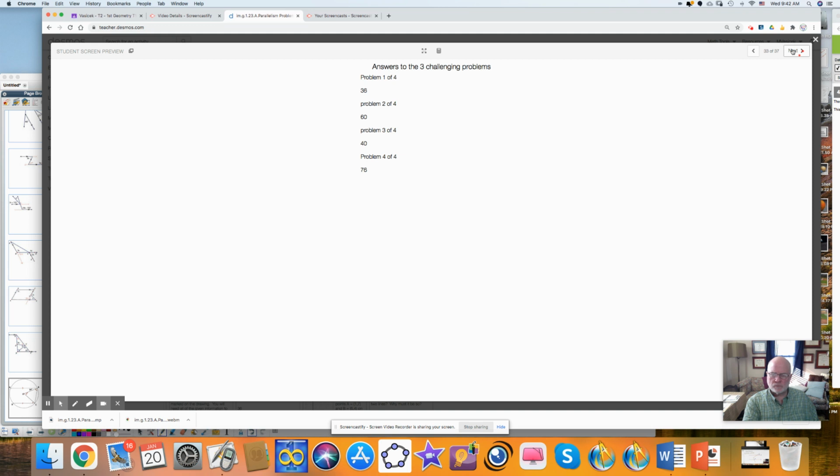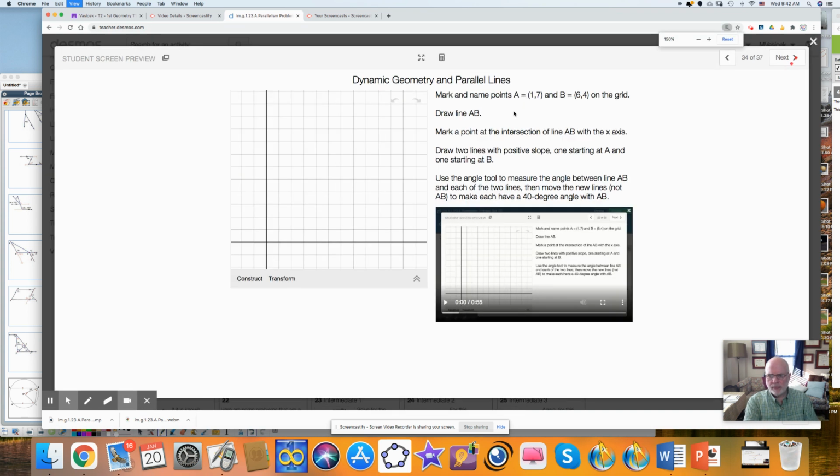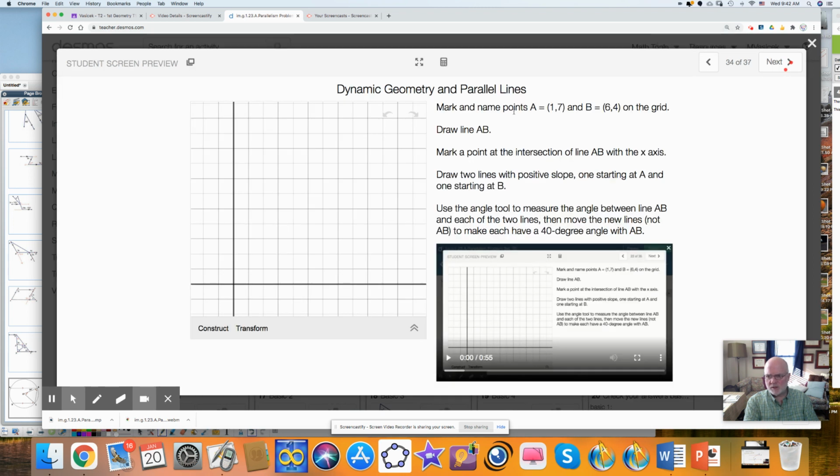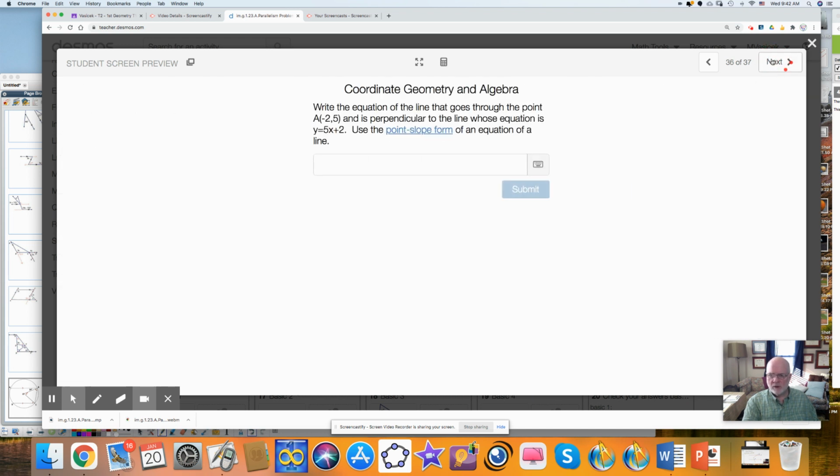Now, I have posted the answers. Please check them out. If you don't get them correct, then try to get them correct. Here we have, supposed to mark these 2 points on the grid, and then do a graph. There's a video of this here, and also what can you say about the lines. And finally, we have this business of this equation.